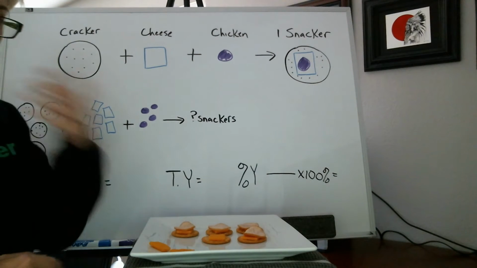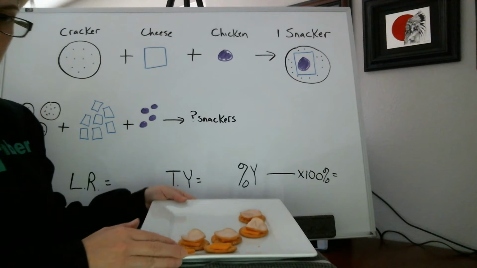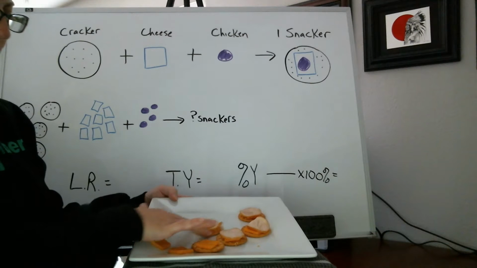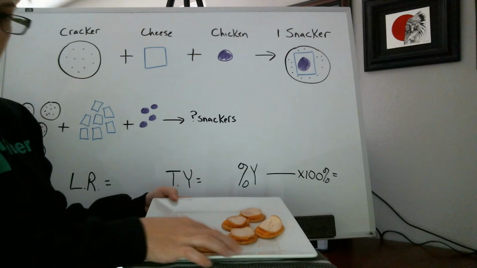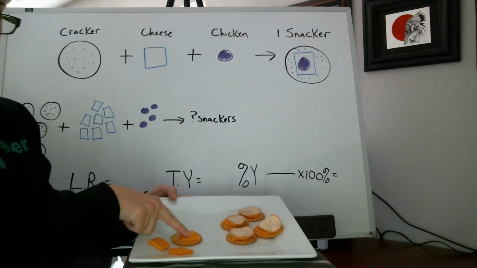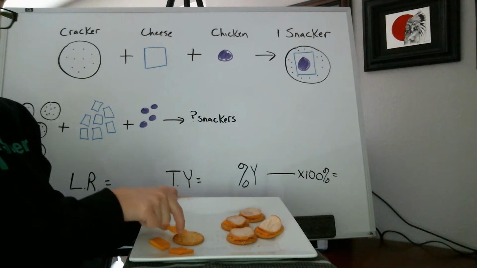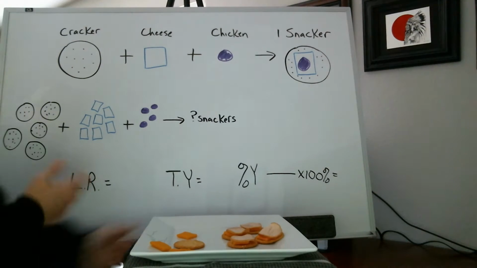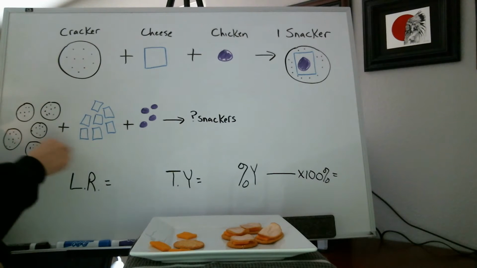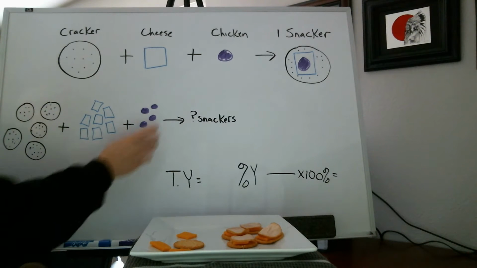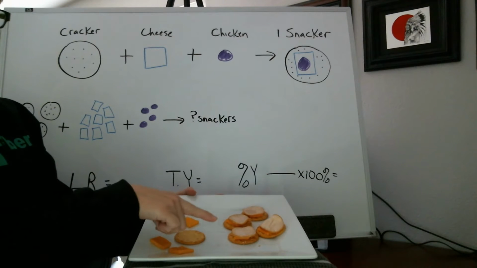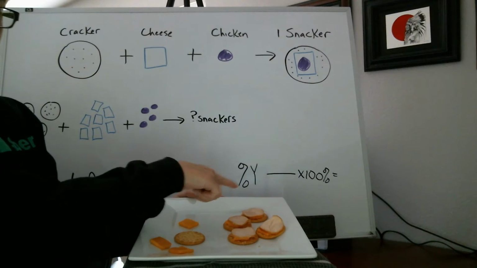Let's see, I ran out of chicken. Looks like I was only able to produce 4 snackers. See, this one is without chicken, so that doesn't count. That's not a snacker. So given 5 crackers, 7 pieces of cheese, and 4 pieces of chicken, I can only produce 4 snackers.